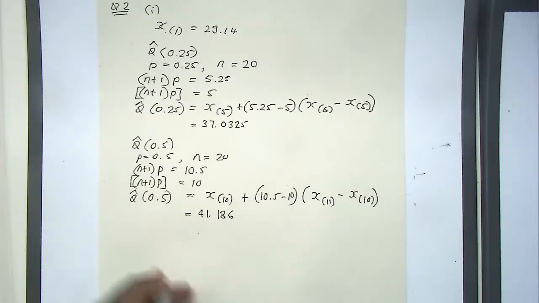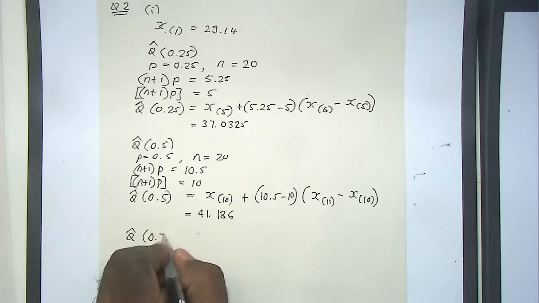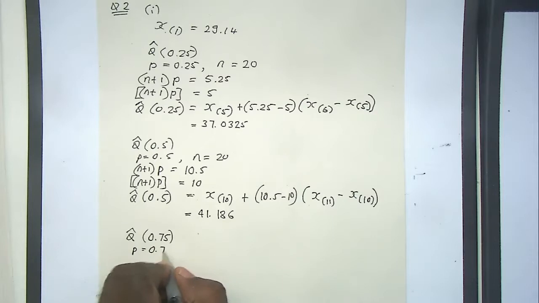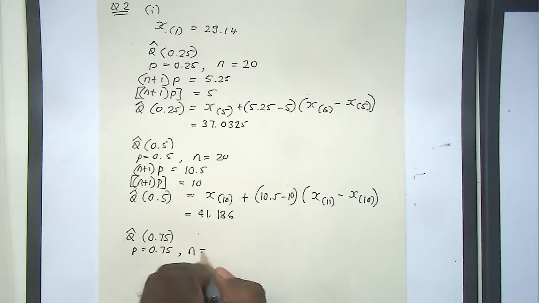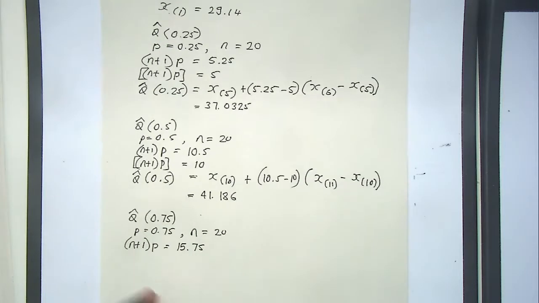The next one is the third quartile, which is Q at 0.75. Your P is 0.75, your N is 20, so (N plus 1) times P will be 15.75, and the integer part of it is 15.